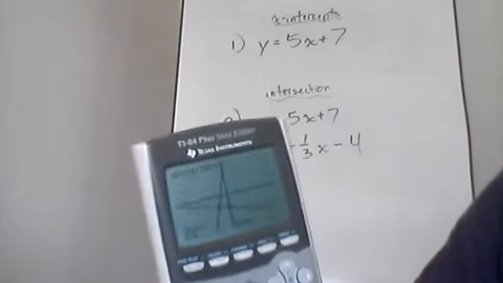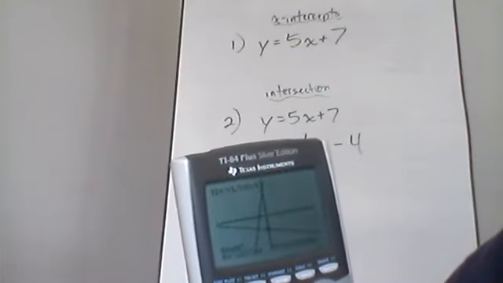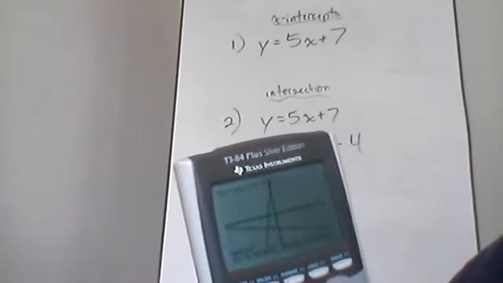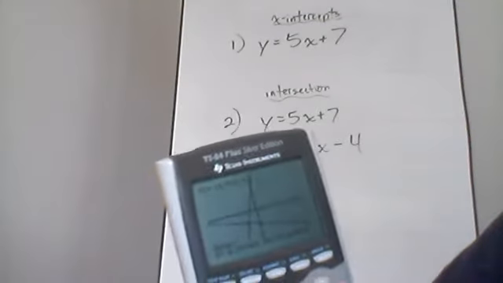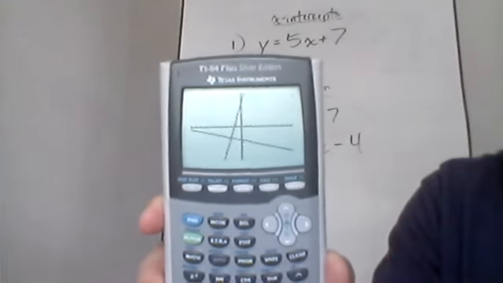Then it asks me for a guess. For the guess, you could just hit enter again, but if you move the cursor a little bit closer to the intersection point, it's probably going to find it a little bit quicker. All right, so I hit enter.